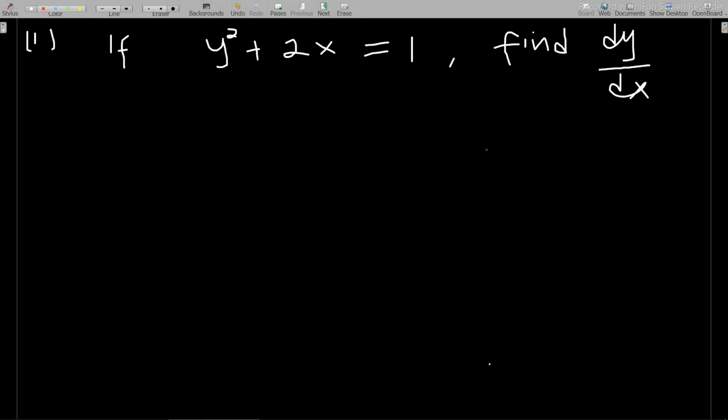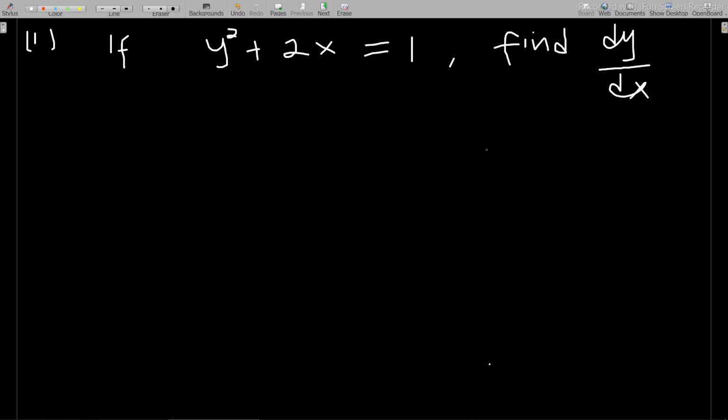So we just go through some series of questions on implicit differentiation and also parametric differentiation. All right, let's start. With the first question, if y squared plus 2x equals 1, then you're supposed to find dy dx.